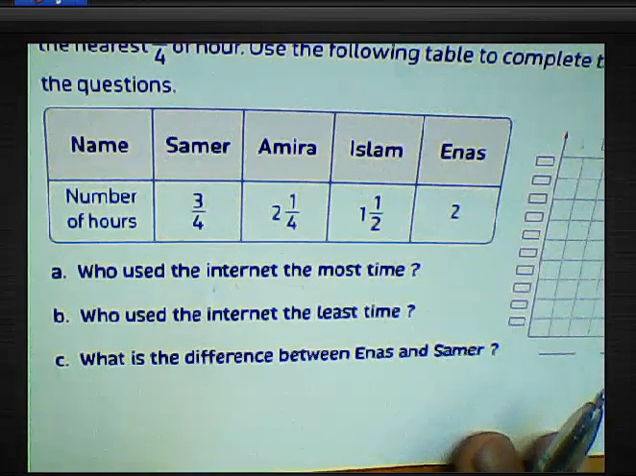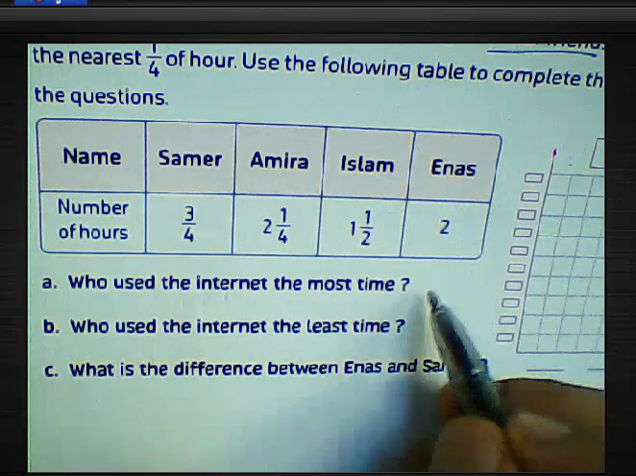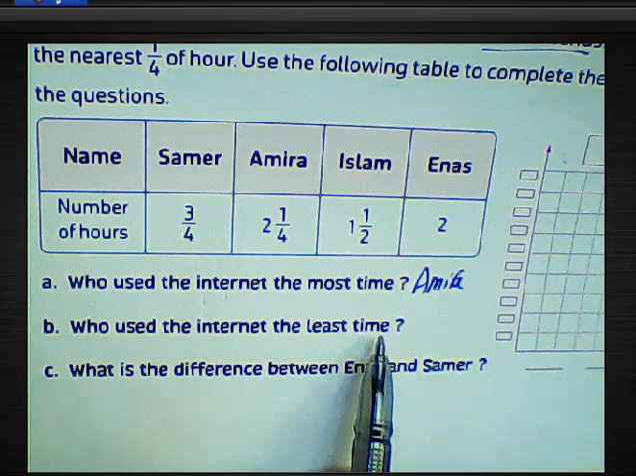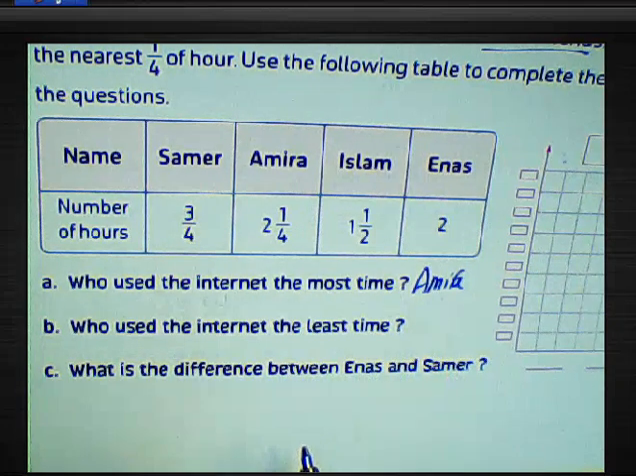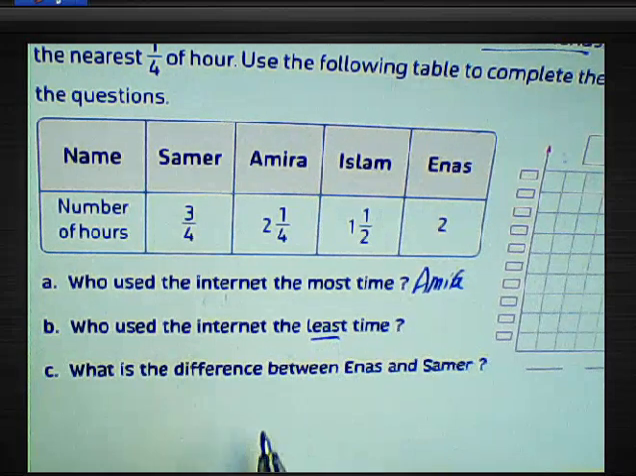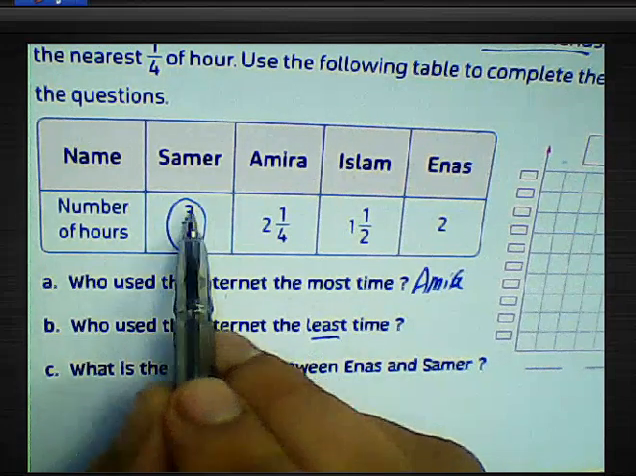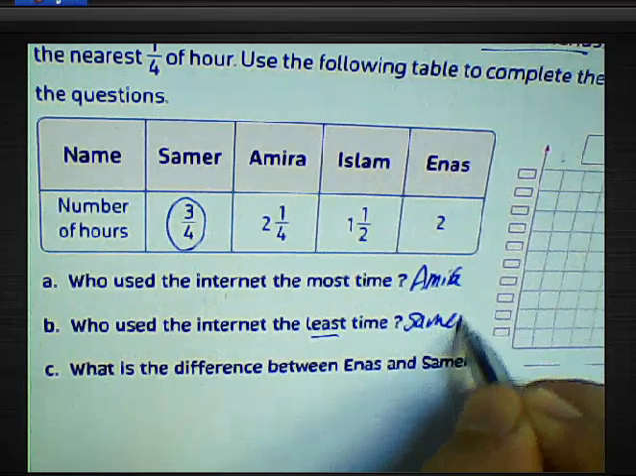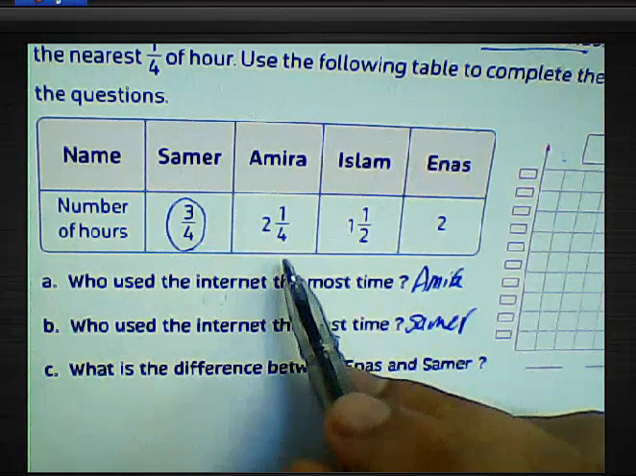Who used the internet the most time? The most time was 2 and 1/4. It was Amira. We can write here Amira. Who used the internet the least time? The least time it was Samir. 3/4 it was Samir. But Islam 1.5, Inas 2 hours, Amira 2 and a fourth.